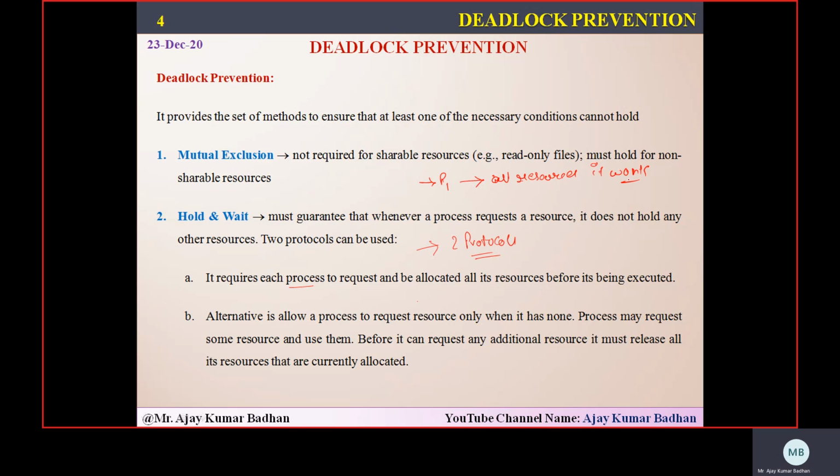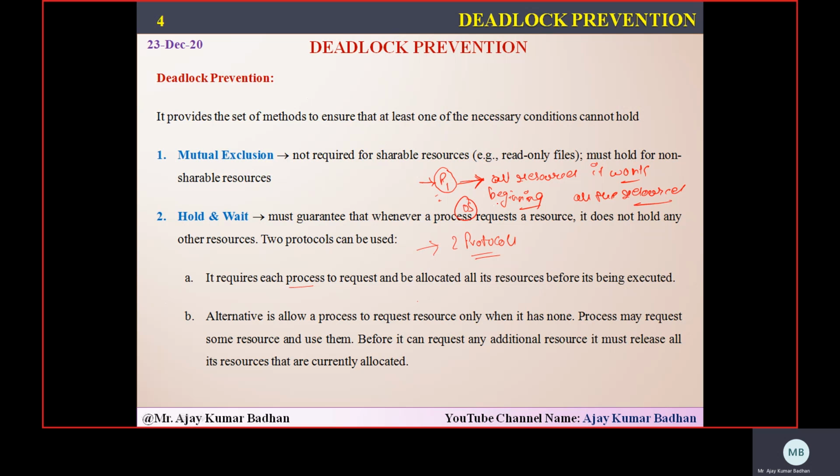The first protocol is saying that whenever this process is initiated, whatever resources it requires, it will request in the beginning itself. It is going to request all the resources, and the operating system will allocate all those resources to this process in the beginning itself. And then it will perform the operation.